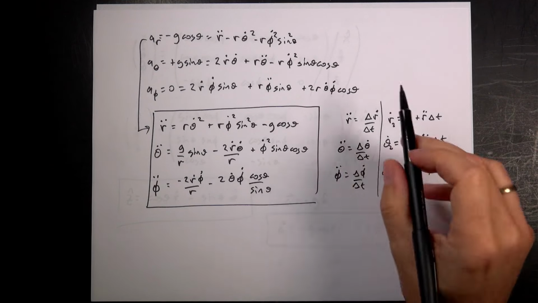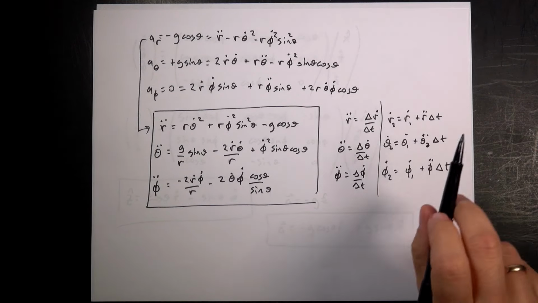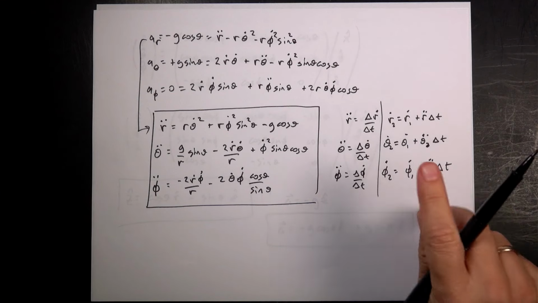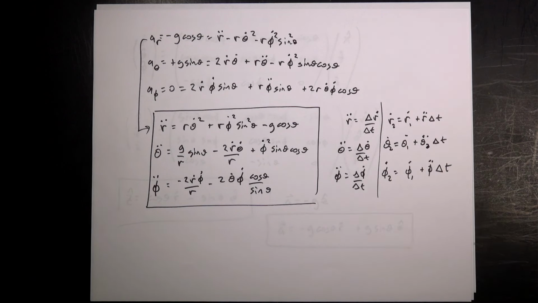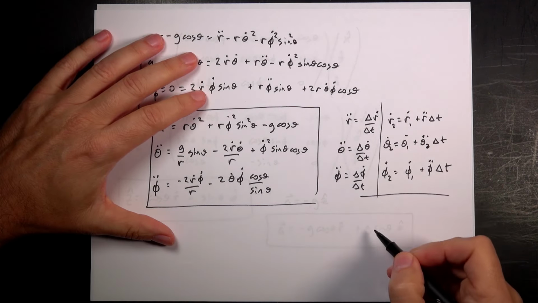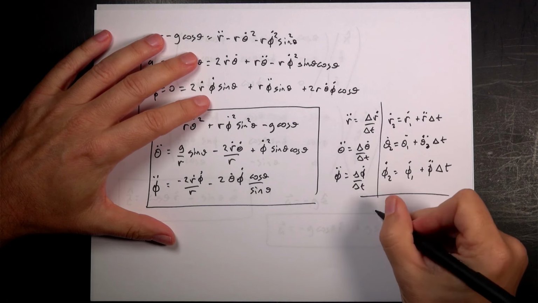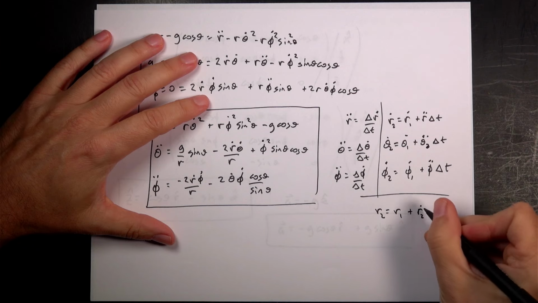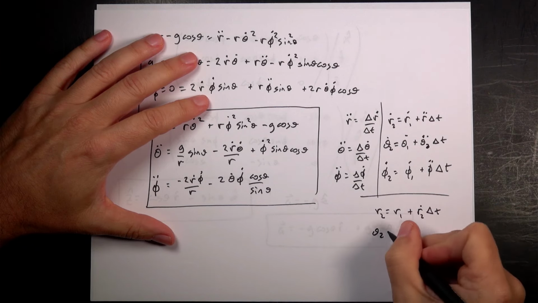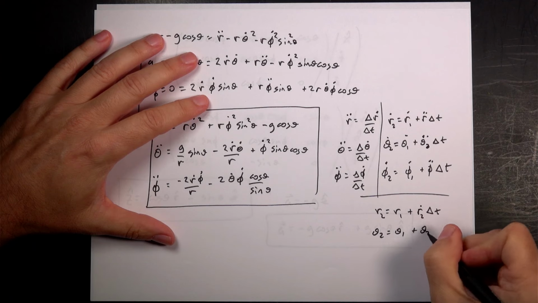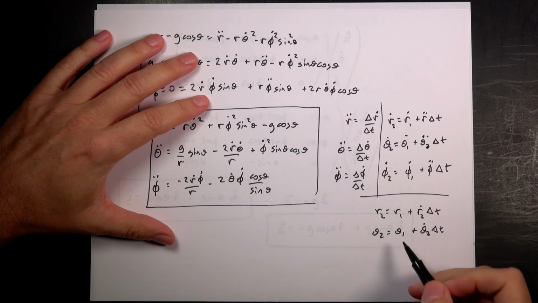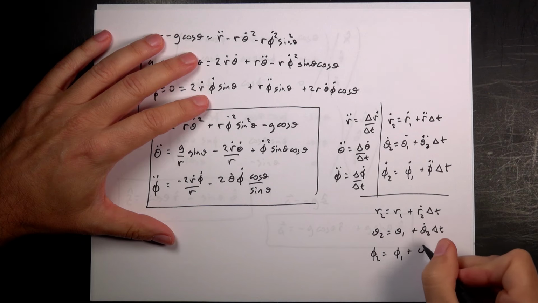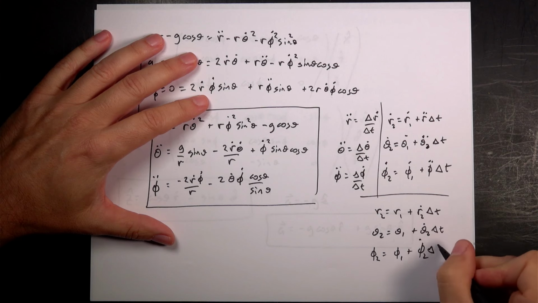I'm using that same idea for the numerical calculation. I'm assuming that the time interval is small, and during this time interval r double dot is constant, which it is not, but I can do this. And then I can do the same thing for r, theta, and phi. I can say r2 equals r1 plus r2 dot delta t, theta 2 equals theta 1 plus theta 2 dot delta t, because I'm using this afterwards, that's why it's a 2. And then phi 2 equals phi 1 plus phi 2 dot delta t.